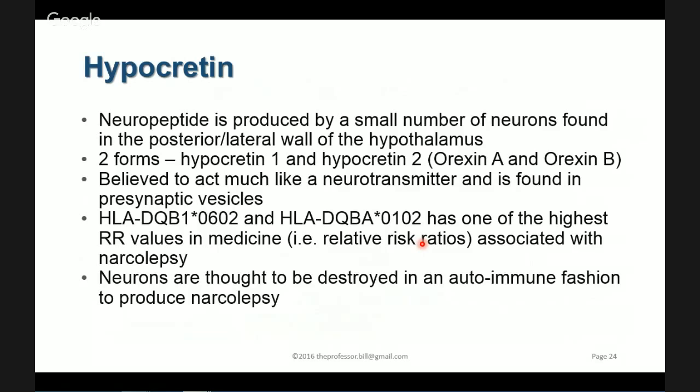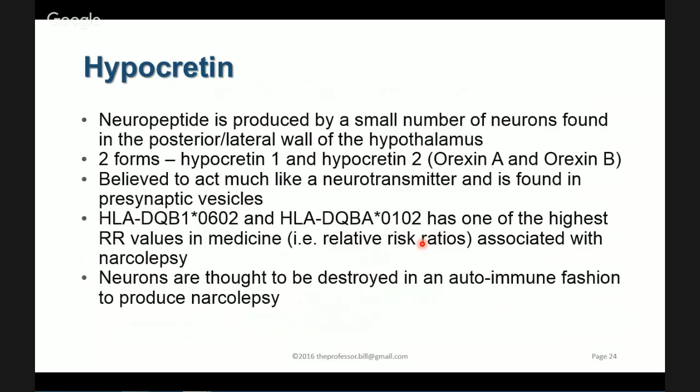There are two different variants, hypocretin 1 or orexin A, and hypocretin 2 or orexin B. And again, sorry about the nomenclature. It's still equally used by different groups. Some people like orexin more, some people like hypocretin more, but it is believed to act as a transmitter, and I'll show you where it spreads out from the hypothalamus in a moment.